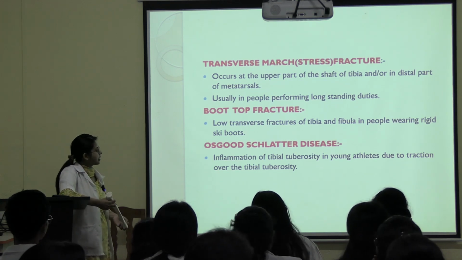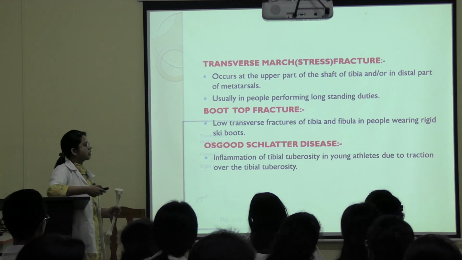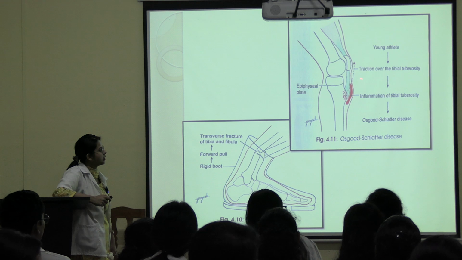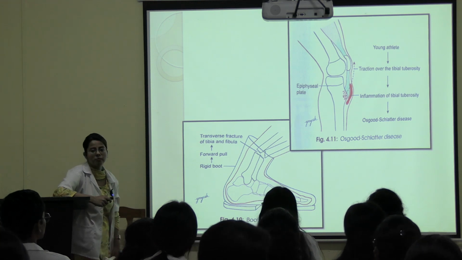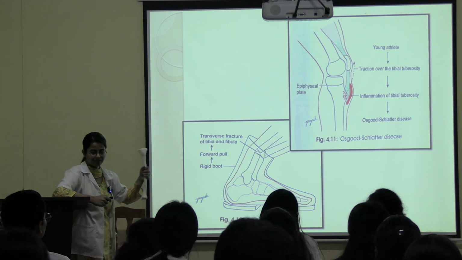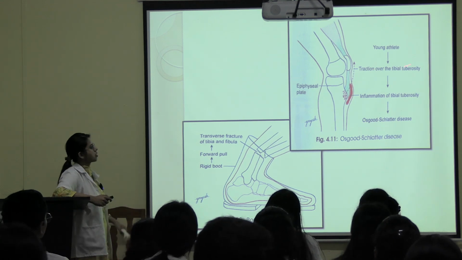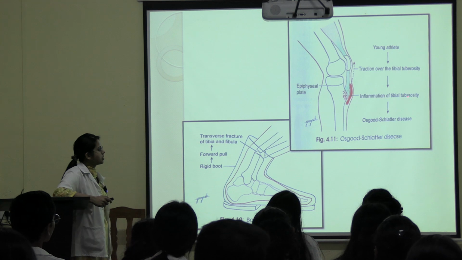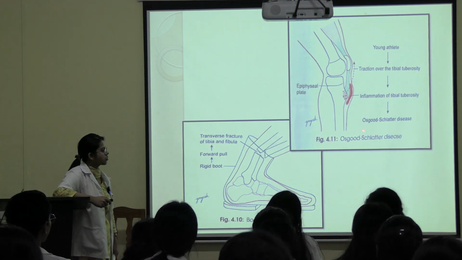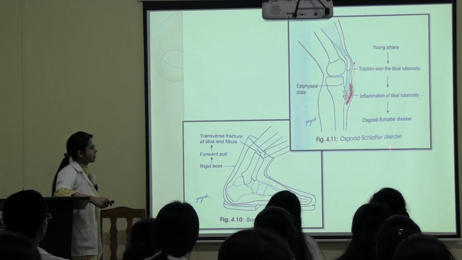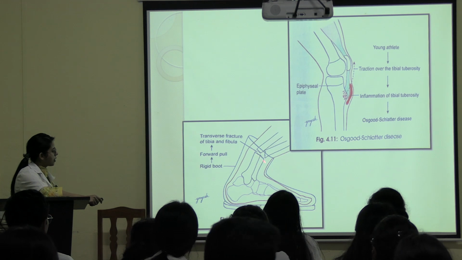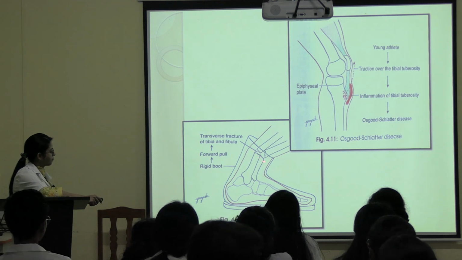And Osgood-Schlatter disease. See, in young athletes sometimes what happens? Traction over the tibial tuberosity. What do you mean by traction? Pull. Okay, or some force can occur over the tibial tuberosity. It leads to inflammation of tibial tuberosity, which is known as Osgood-Schlatter disease. And this is the boot top fracture. You see, rigid boot, lower part of the shaft is undergoing fracture. Okay.